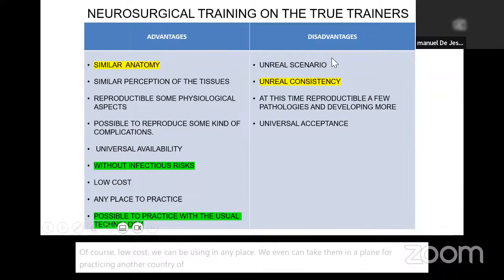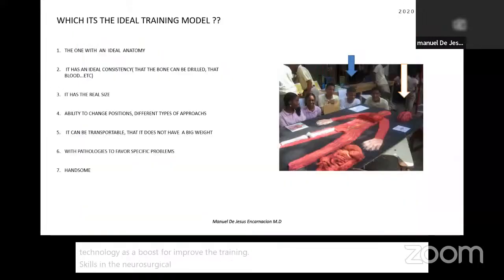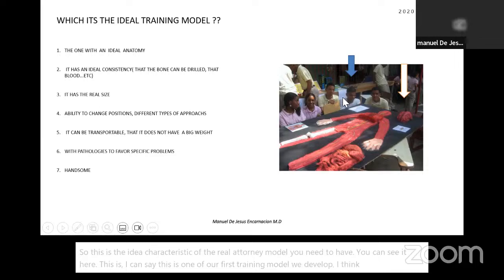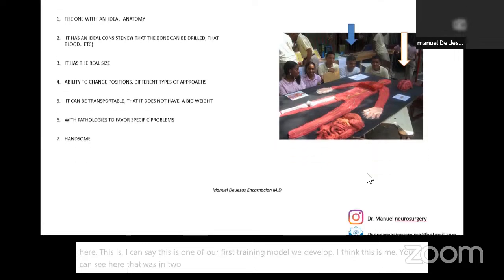Of course, disadvantages, the unreal scenario, the unreal consistency, okay? And universal acceptance, because in some places they don't accept, they don't like this kind of technology as a boost to improve the training skills in neurosurgery. So these are the characteristics of the real training model you need to have. You can see it here. This, I can say, is one of our first training models we developed. I think this is me. You can see here, that was in 2006.